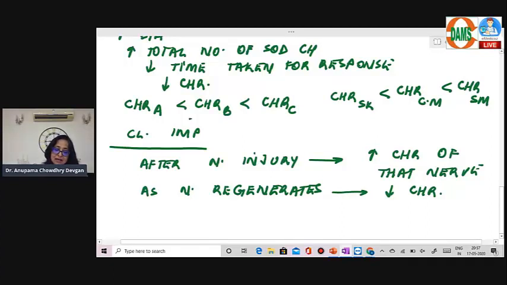Chronaxy is maximum for smooth muscles. Absolutely right. Maximum for smooth muscle. Please again remember, chronaxy is based on the time taken for response. That means smooth muscle has least number of cation channels on the surface, so it takes the maximum time to produce a response. Right? Nerve regenerates, chronaxy will decrease, isn't it? But once the nerve regeneration is complete, the chronaxy will be almost normal.